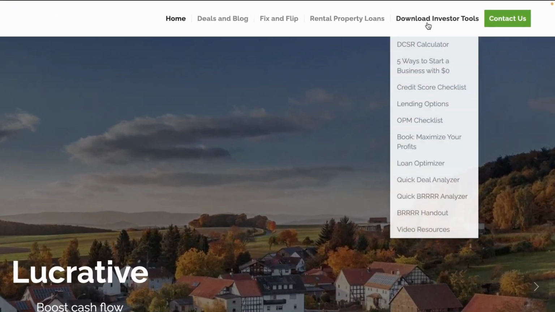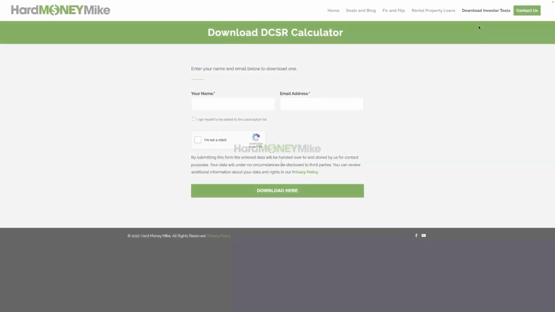So for a quick DSCR calculation, you could use this software or you could just go in and compare your expenses against your rents. But I think using a calculator such as this from the Hard Money Mike site helps you quickly analyze each property.